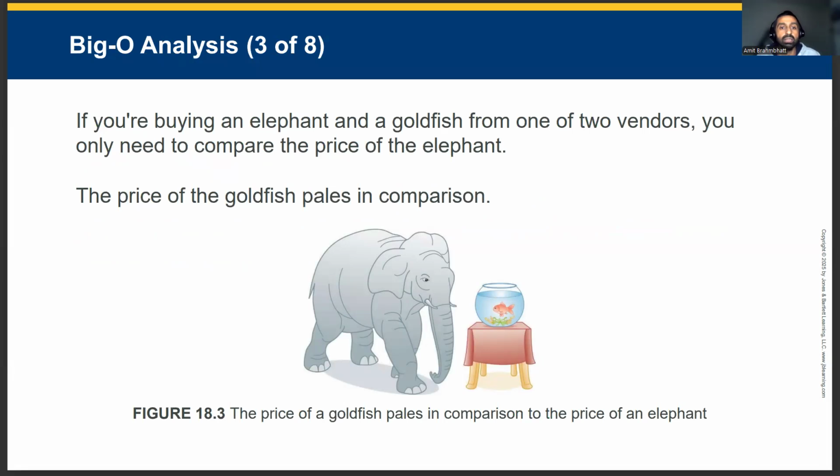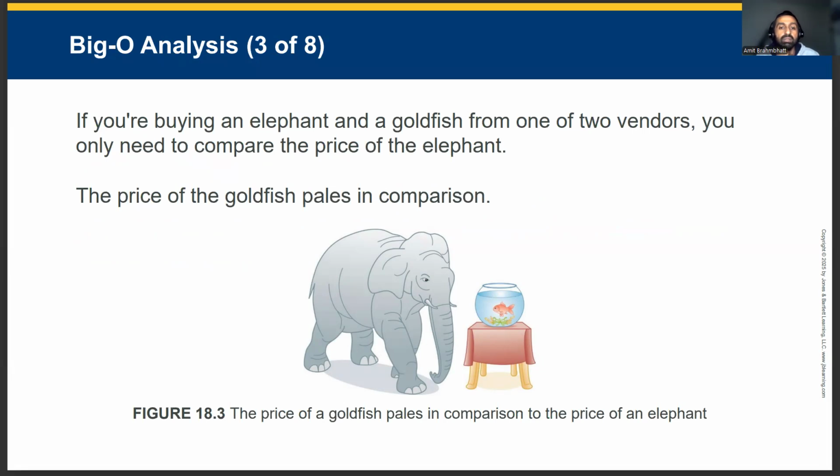In this slide, the concept of dominant terms is explained through a memorable analogy. If you are buying both an elephant and a goldfish, only the price of the elephant matters when comparing costs between the vendors. The goldfish's price is negligible in comparison.